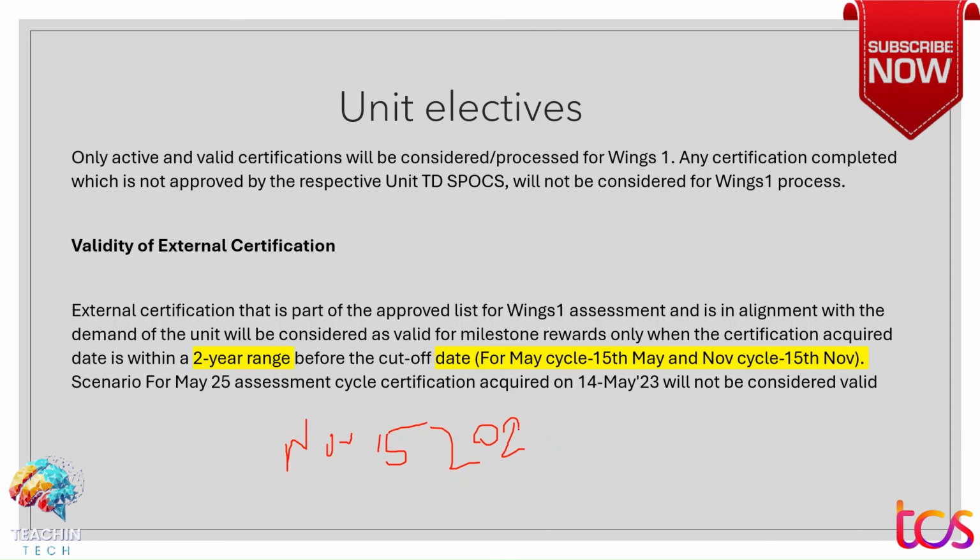So it should be in the range of 2 years, and also it should be aligned with this thing. So for November cycle, if it is 15th or above this date, it is okay. If it is 14th or below that, it is not considered. So this is the cutoff date and validity, how they will validate your external certifications.